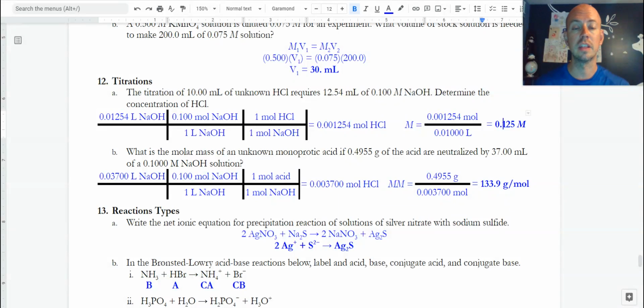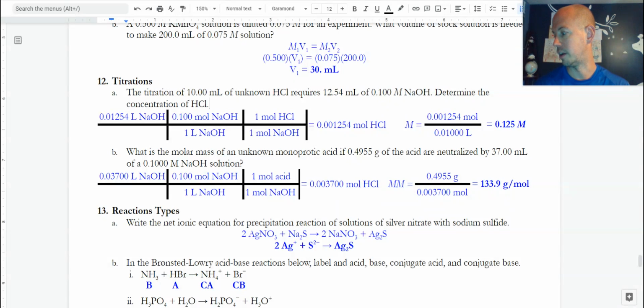The moles over the liters then gets us our final molarity, and we should see that that answer makes sense. And because the volumes are in similar ballparks, the molarities being somewhat close to one another makes sense. 4 digits and 3 digits make sense with 3 in our final answer.